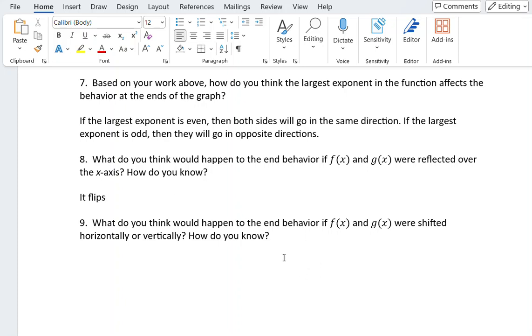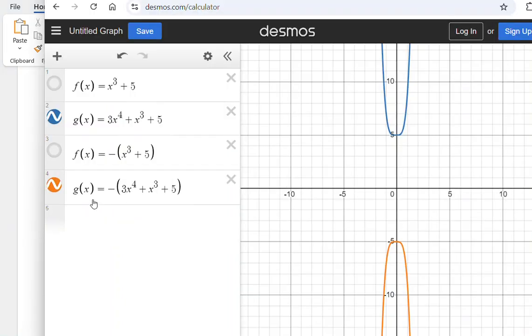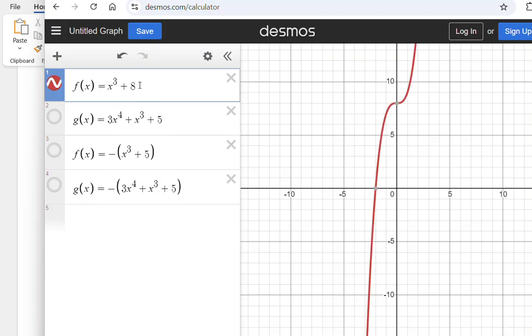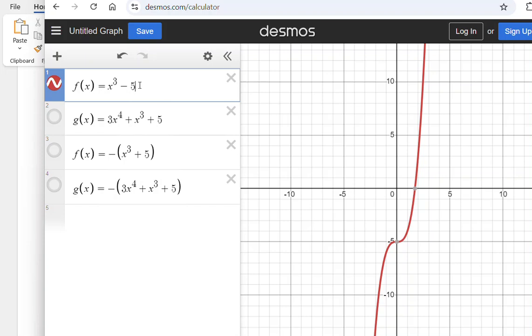And then question 9. What do you think would happen to the end behavior if f of x and g of x were shifted horizontally or vertically? How do you know? So let's go back to my graphs here. We'll start with the first one. So if I move the graph up or down, I can do that by adding or subtracting different numbers. Here, the graph moves up or down, and that moves where this middle point is located, but that does not change the direction of the two arms of the graph. We still have the one on the right pointing upward, and we still have the one on the left pointing downward. Same thing if I move it to the side.